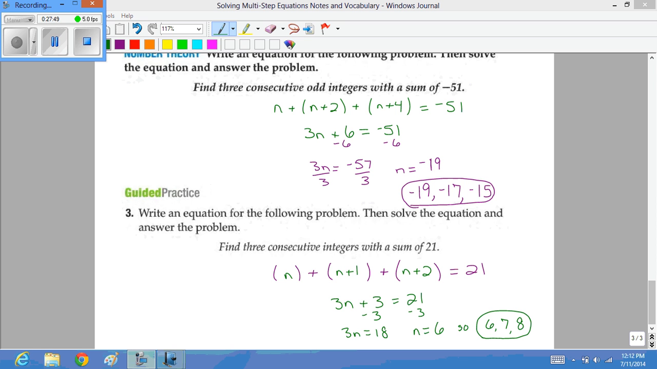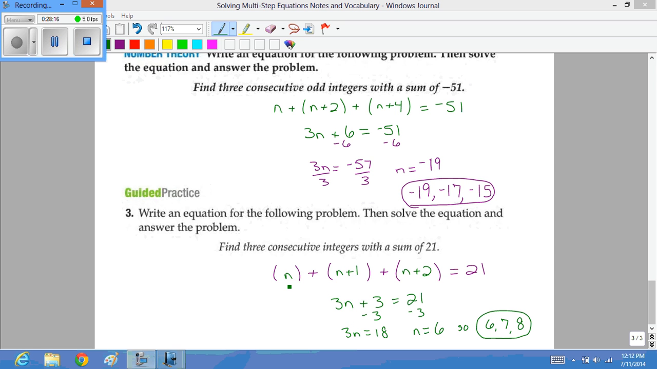Okay, writing the equation for this, it says find 3 consecutive integers with a sum of 21. So consecutive integers means back to back. We're not skipping numbers. So my first number is n. I add 1 to that number. I add 2 to that number. So I'm not jumping numbers. I have n plus n plus 1 plus n plus 2 equals 21. So there is my equation.